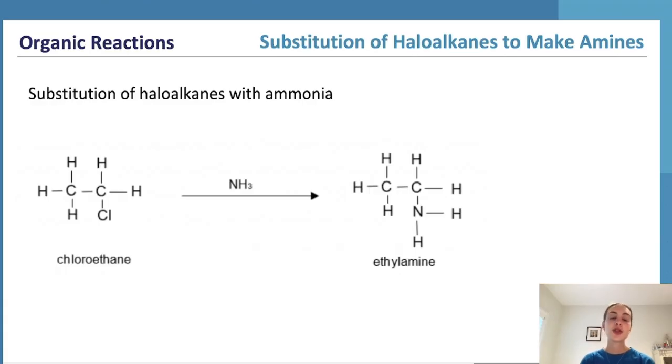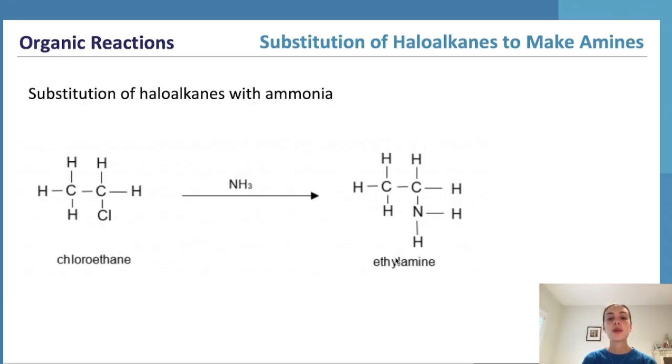We also have a substitution of haloalkanes with ammonia in order to make amines. So for example, if we take something like chloroethane and we combine this with ammonia, so NH3, we can replace the chloro group with the amine group, so with the NH2 from the NH3, leaving us with ethylamine. Then we'd have a leftover hydrogen from the NH3 because we've only put NH2 into the molecule, and we'd have the leftover chlorine from the original chloroethane molecule.